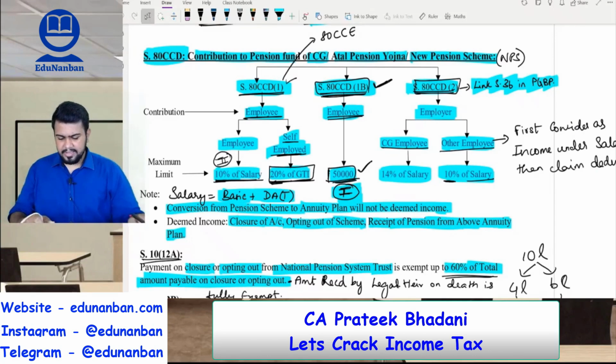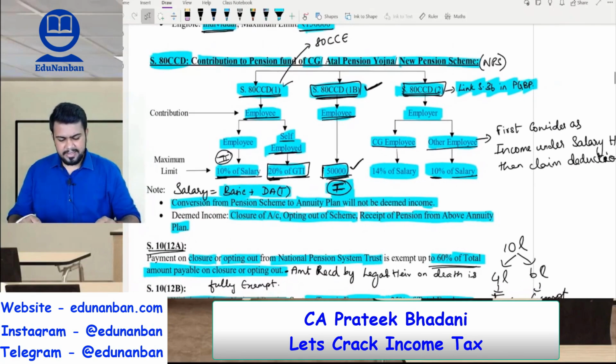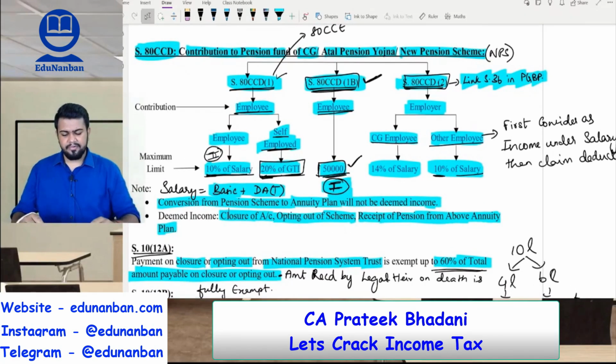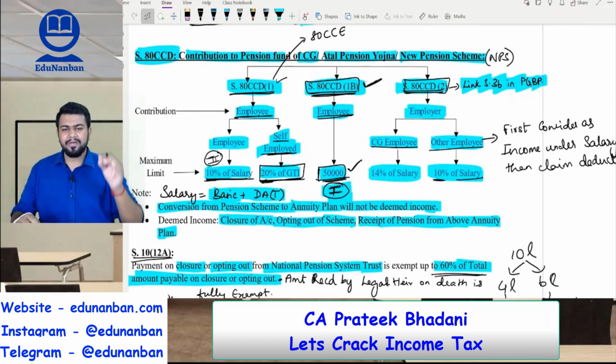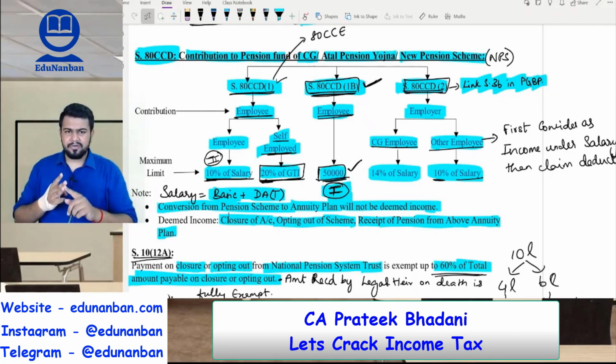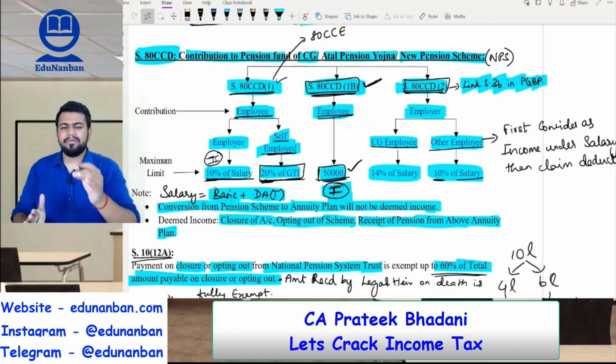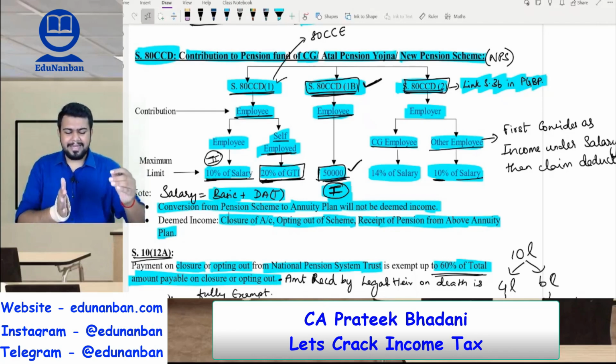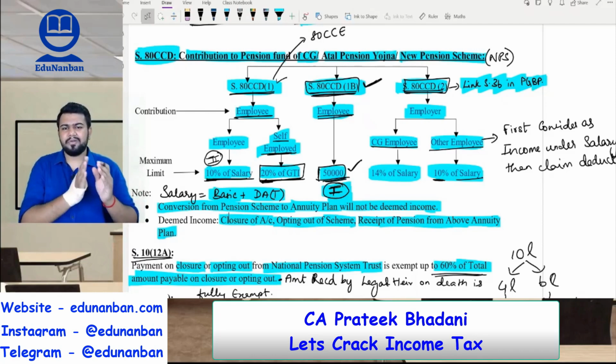Now let us see section 80CCD. Section 80CCD gives the deduction to the assessee for the contribution to the pension fund of central government or Atal Pension Yojana or new pension scheme, which is also called National Pension System Trust. In 80CCD there are three subsections: 80CCD subsection 1, 80CCD subsection 1B, and 80CCD subsection 2. 80CCD subsection 1 alone is included in the 80CCE limit of 1,50,000. 80CCD 1B and 80CCD subsection 2 are separate from the 80CCE limit, which means they can be claimed additionally.